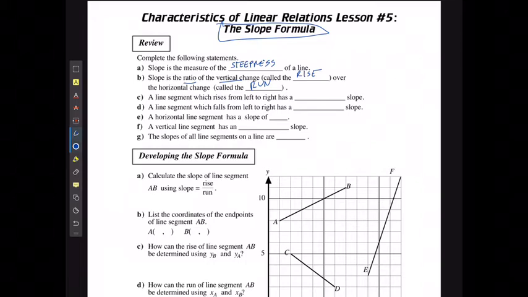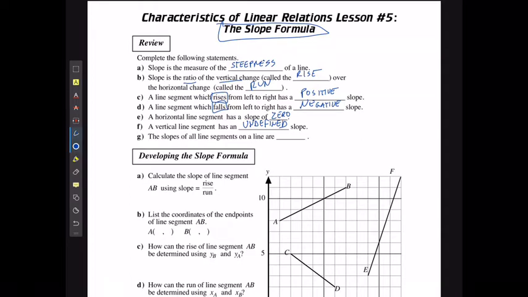If it rises from left to right, then it has a positive slope. If it falls moving from left to right, it has a negative slope. Anytime I have a perfectly horizontal line, it's going to have a slope of 0. If I have a perfectly vertical line, it's going to have an undefined slope. This is the one that when you put it in your calculator for the ratio, it's going to say error.